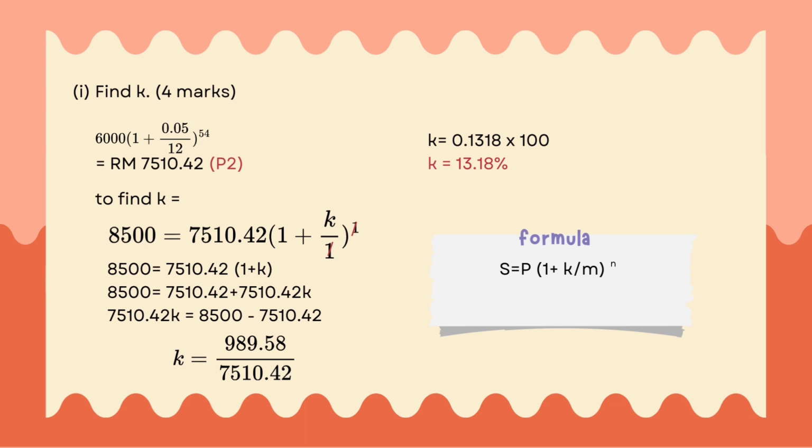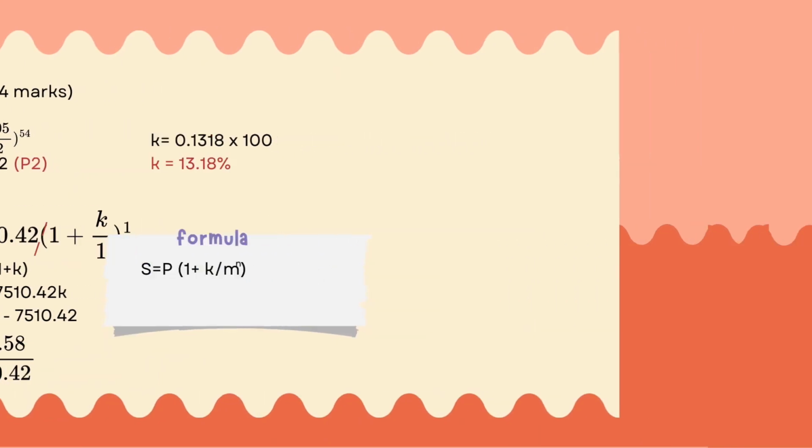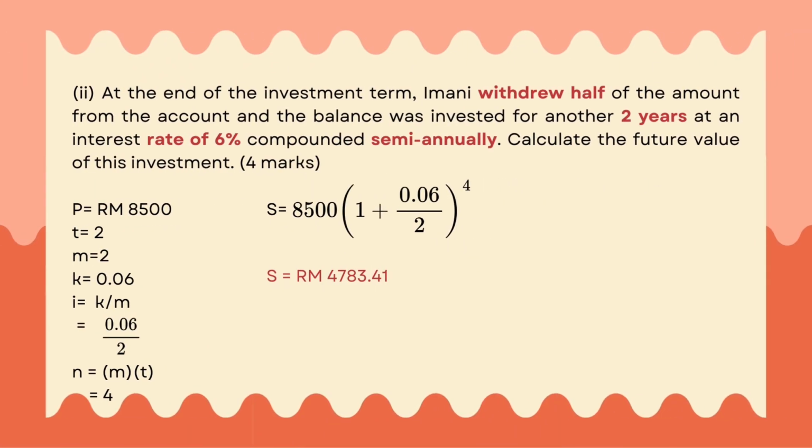Okay, the answer we got is 989 ringgit 58 cents. From the 7,510 ringgit 42 cents k, we only want k, so we bring the amount to the other side. It will become k equal to 989 ringgit 58 cents over 7,510 ringgit 42 cents, equal to 0.1318, times 100 because we need it in percentage. So k equal to 13.18%.